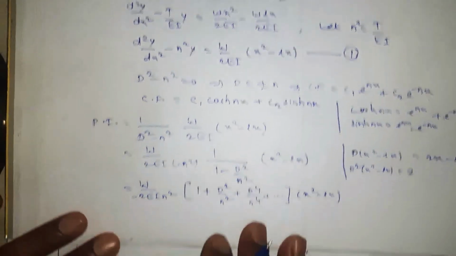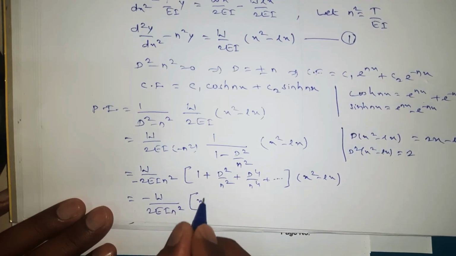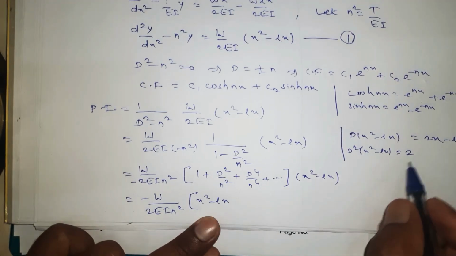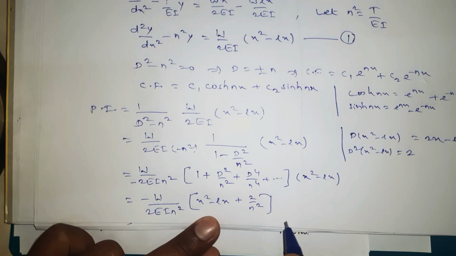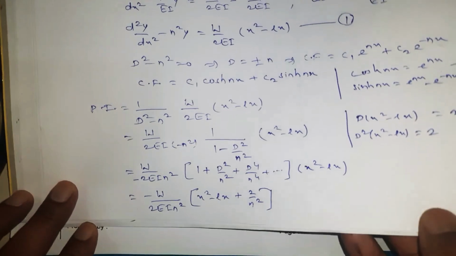Now take it inside and just write down the answer directly: minus w upon 2EI n square in brackets x square minus lx, and the double derivative gives 2, so plus 2 upon n square, correct, and the others become 0. So this is your particular integral. So you can write down from this the general solution. So our general solution is, I can write down that general solution here.